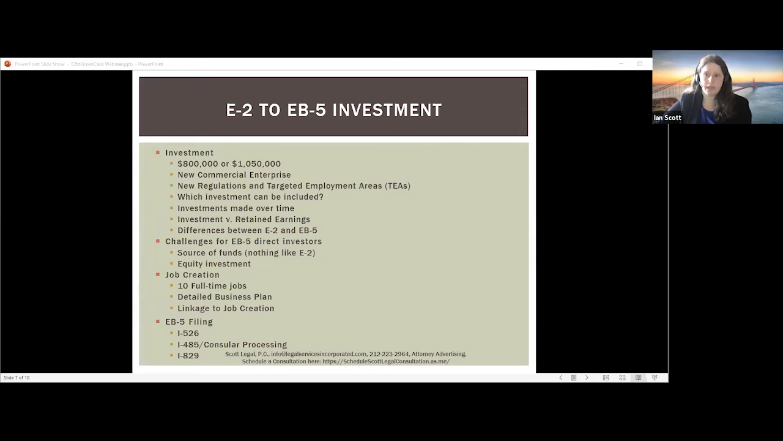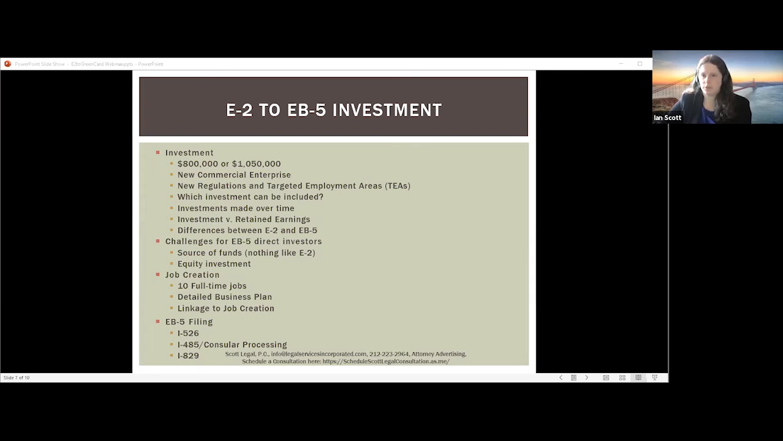Investments can be made over time, which has been helpful for many of our E-2 clients. We have one EB-5 direct case where the person invested the required amount over a 10-year period. So it is possible to move from the E-2 to EB-5 over a period of time. The investment funds do have to come from your personal resources and not revenue from the company. So it is important, again, to speak with the immigration attorney to understand what is going to count as investment. If you just leave money in the company, that's not going to count.